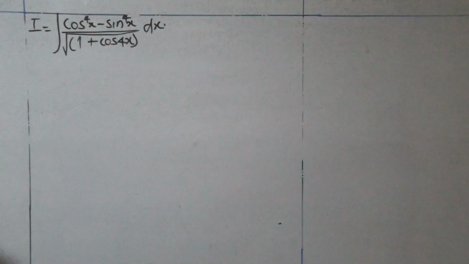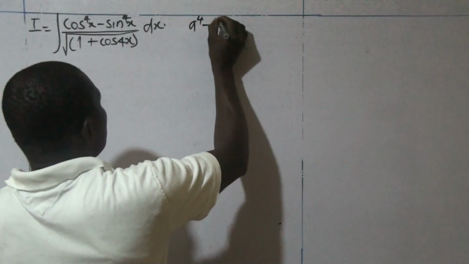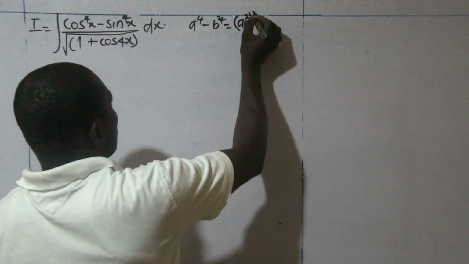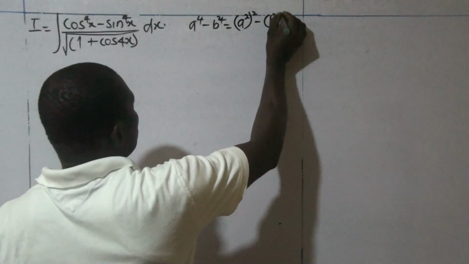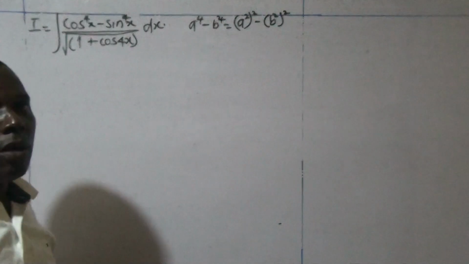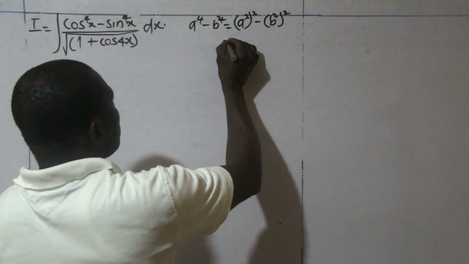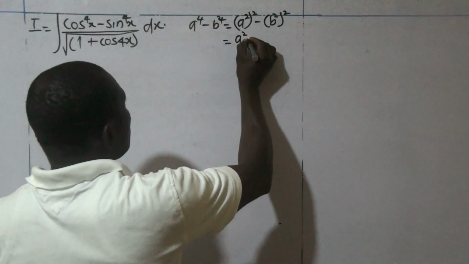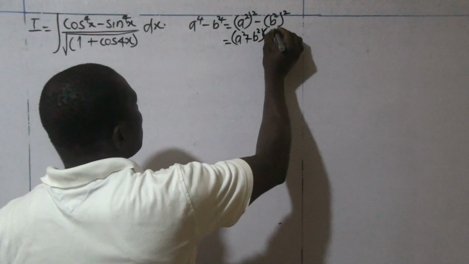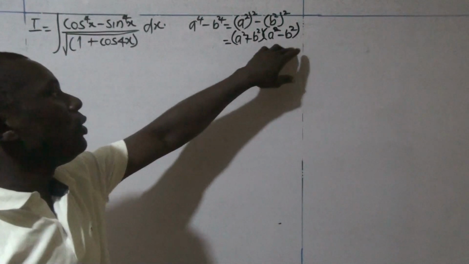handle this integral. Now, you recall that if we have a raised to the power 4 minus b raised to the power 4, this can be written as a squared, all squared, minus b squared, all squared. And since what we have here is a square, that should draw our mind to what we refer to as the difference of two squares. So this can simply be written as a squared plus b squared in one bracket, then in another bracket a squared minus b squared. So this expression is expanded using the difference of two squares.